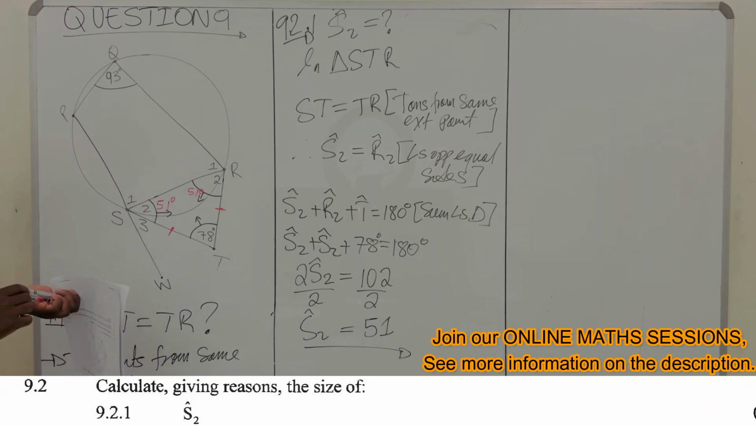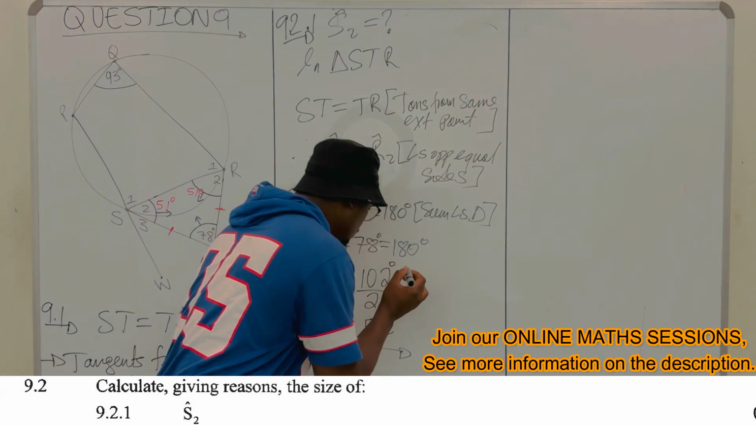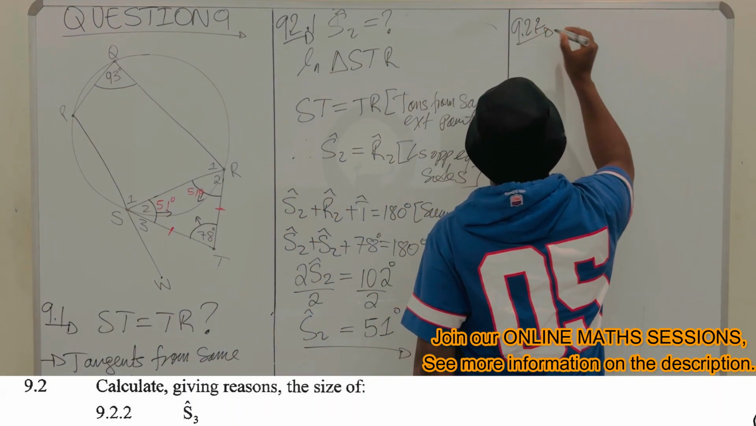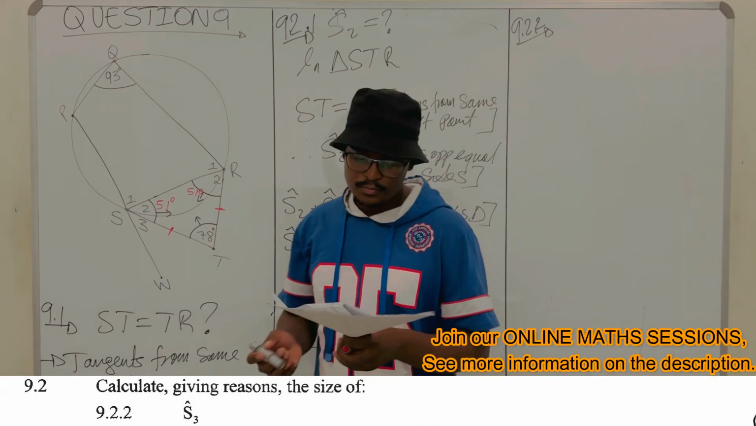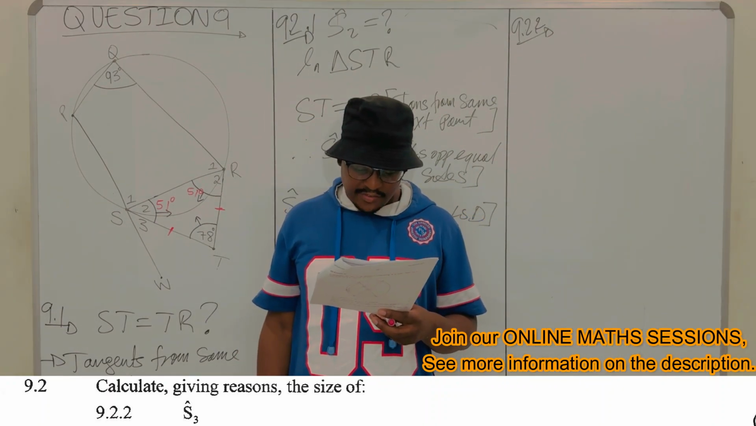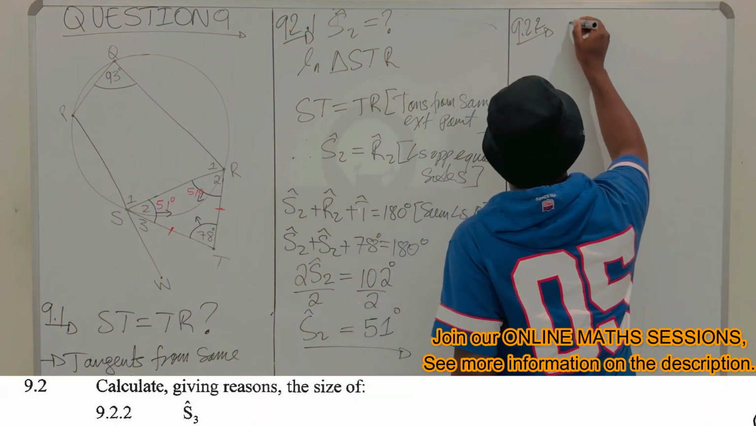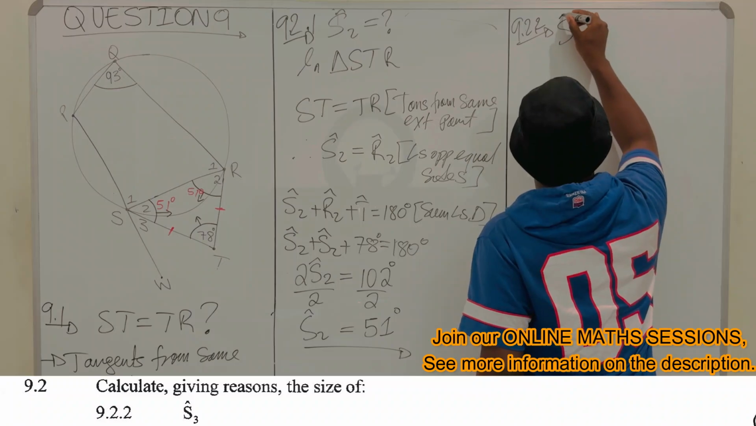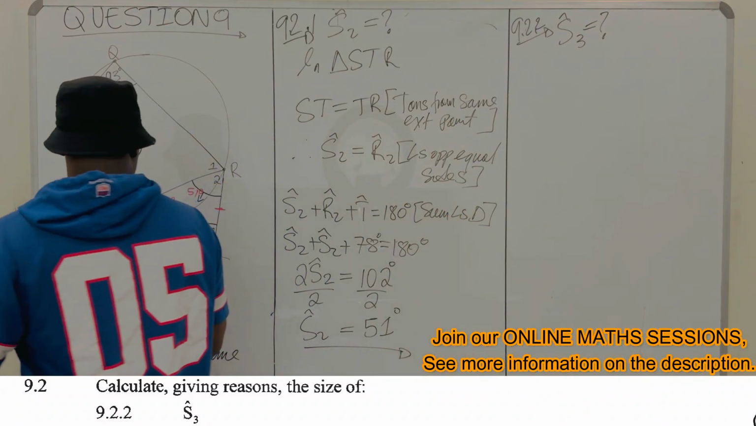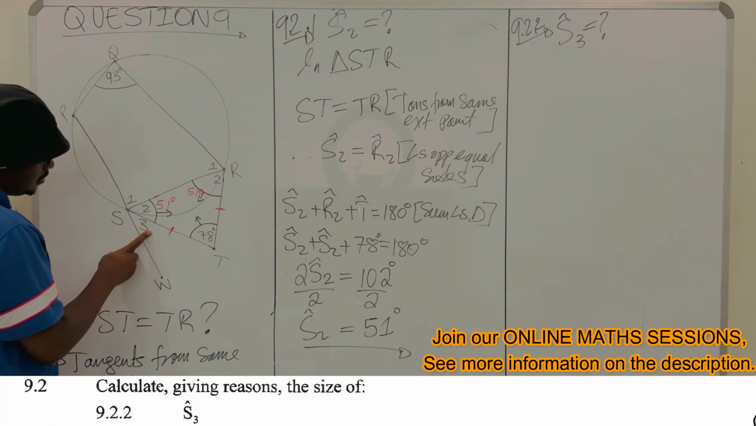So we're done with 9.2.1. Now we'll move to 9.2.2. What are they saying in 9.2.2? They are saying, calculate, giving reasons, the size of angle S3. So they want us to find the size of angle S3. Who is angle S3? Angle S3 is this angle over here.